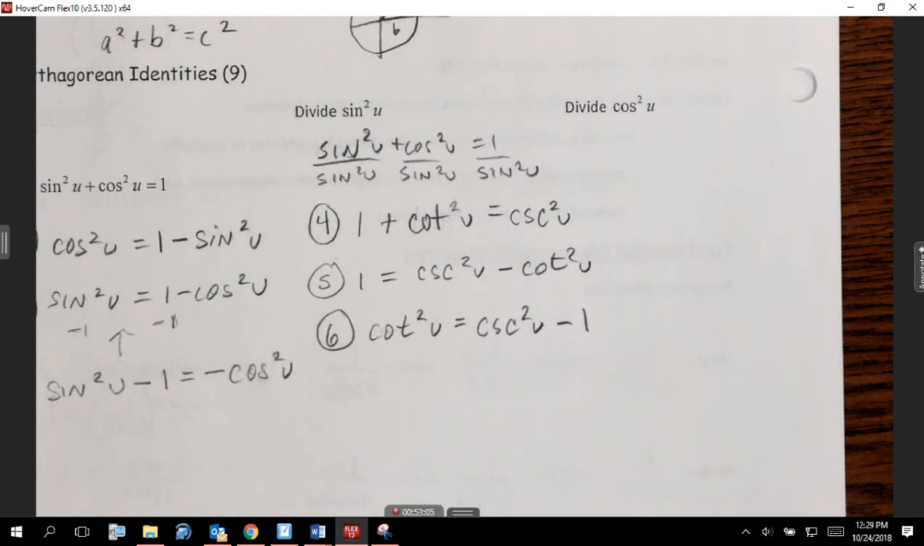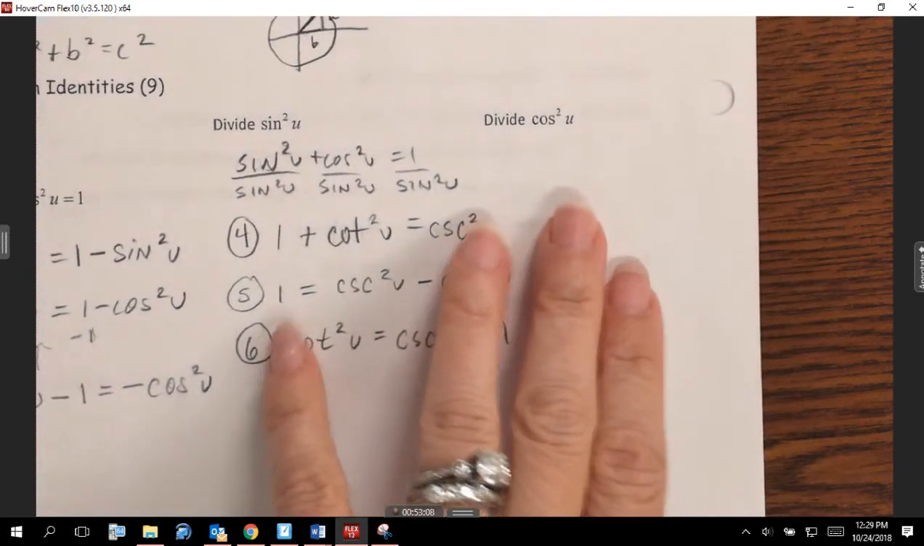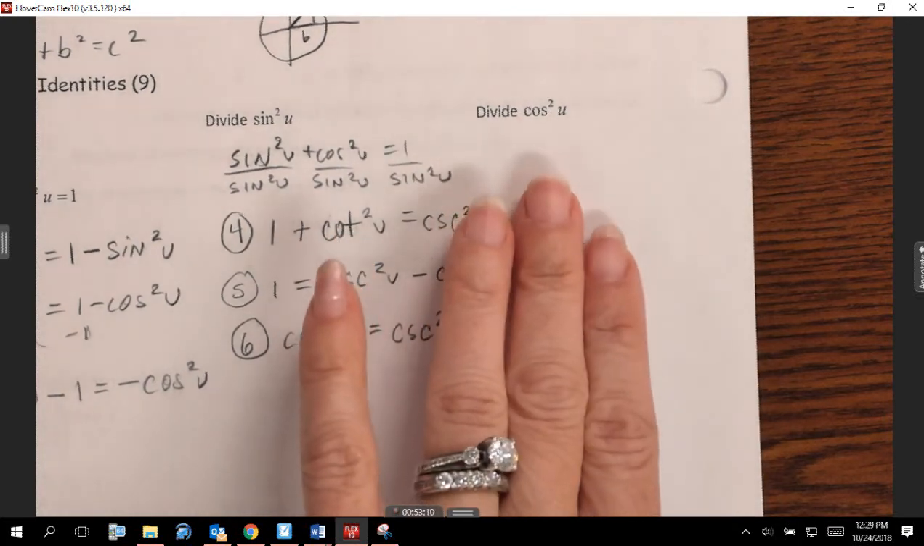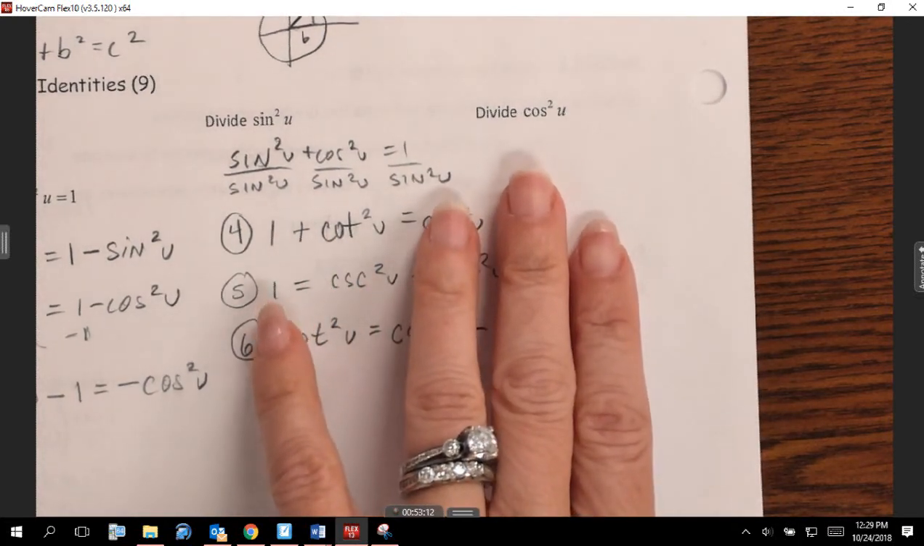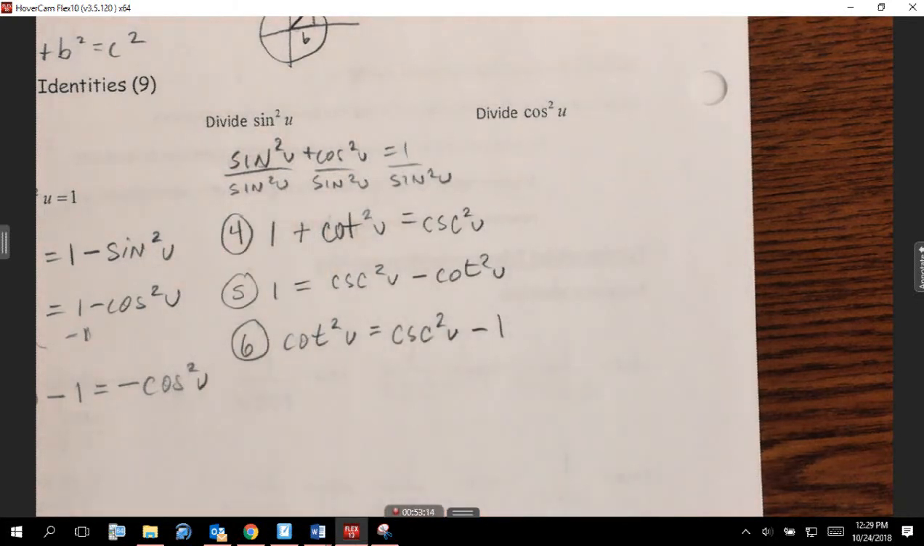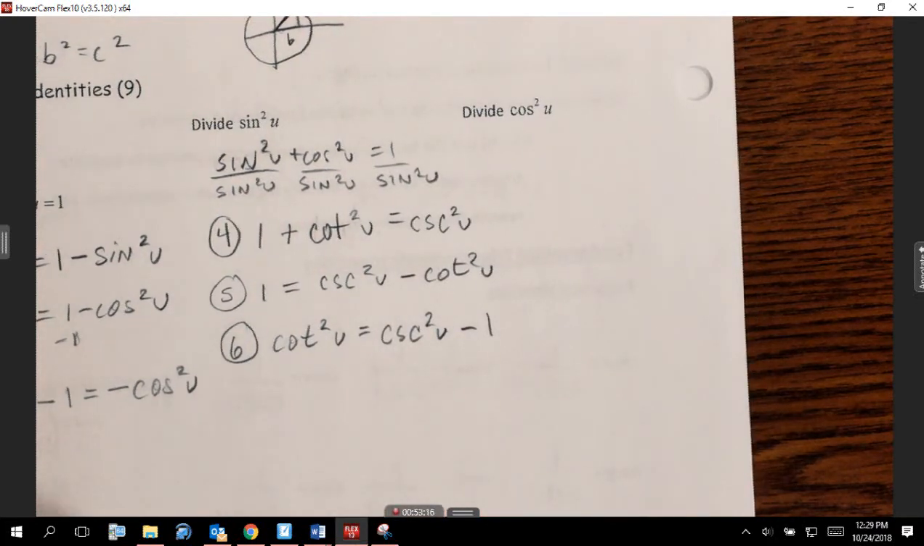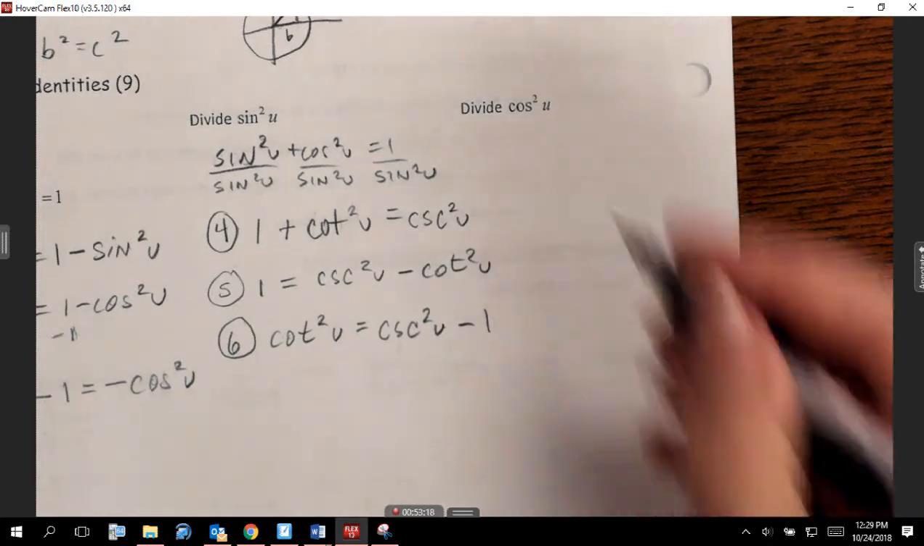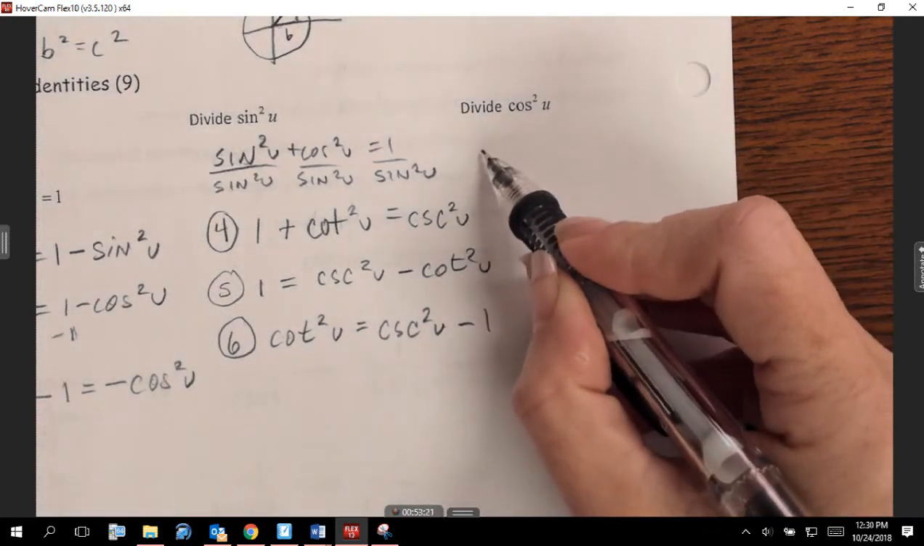All right. The third main one, to get the last 3: if I take this original one, number 1, sine squared u plus cosine squared u, and I divide everything by cosine squared u instead.